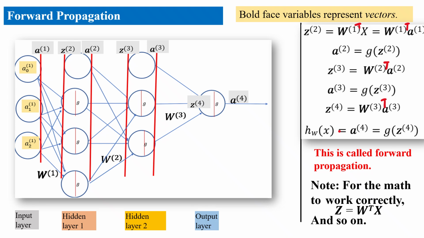Now we look at the computations up to the output. So Z2 is W1 transpose into X. So this is the layer 2 different Zs: Z_1, Z_2 and Z_3 of layer 2. So we are looking at it in the vector or matrix form.